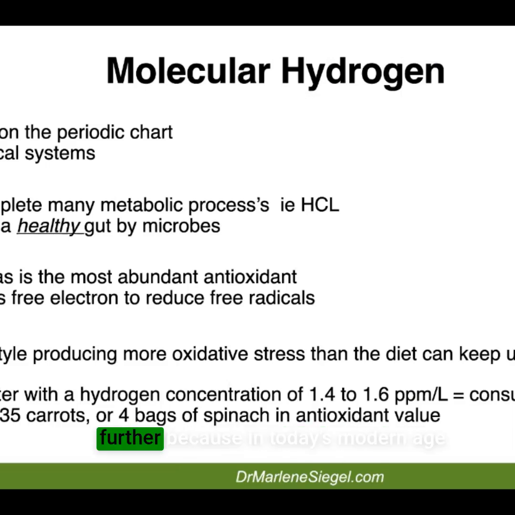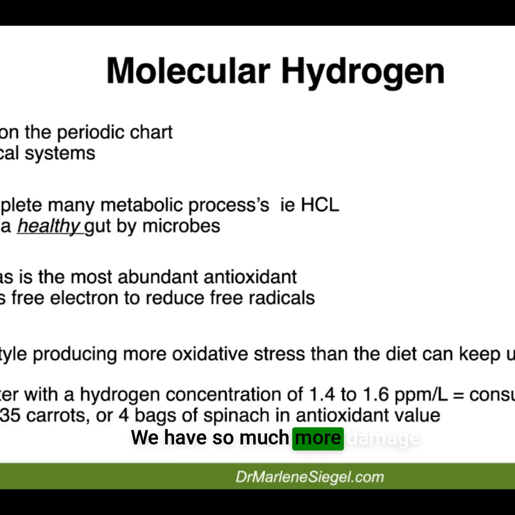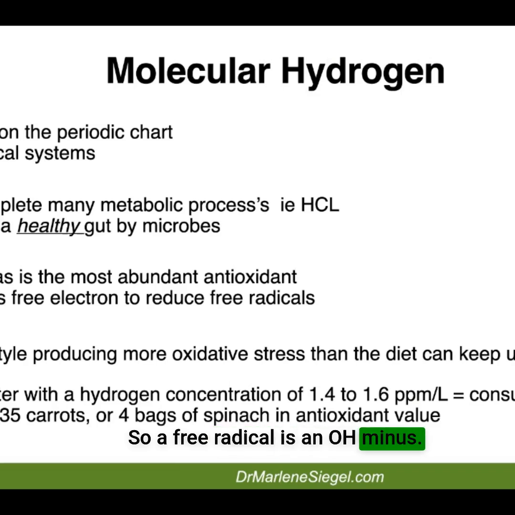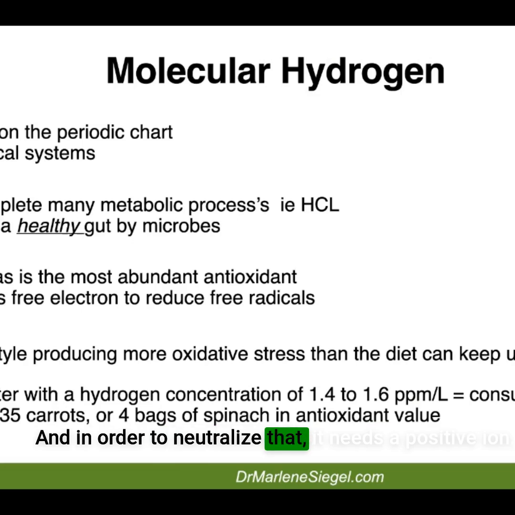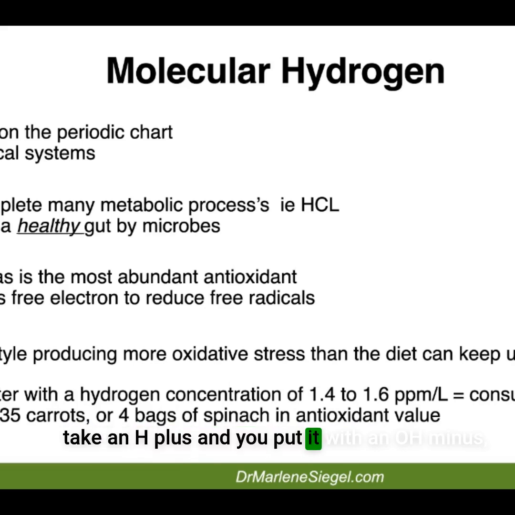Now, I'm going to take it one step further because in today's modern age, we have so much more damage happening in our bodies. There are so many more free radicals occurring in our body, not just from normal metabolic activity, but from stressors and toxins and all the things that are going on in our world. So a free radical is an OH minus. And in order to neutralize that, it needs a positive ion. Well, hydrogen is H plus. So if you remember your chemistry, when you take an H plus and put it with an OH minus, not only does it neutralize the free radical, but it makes a structured water molecule.